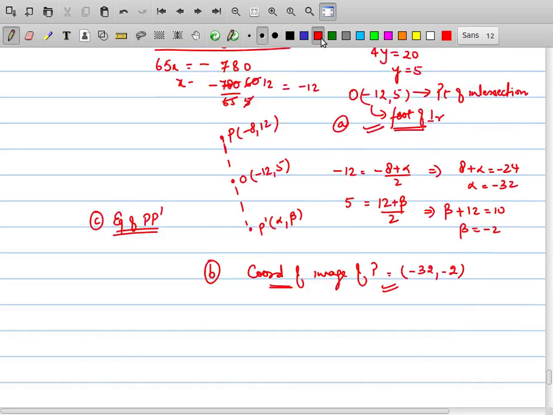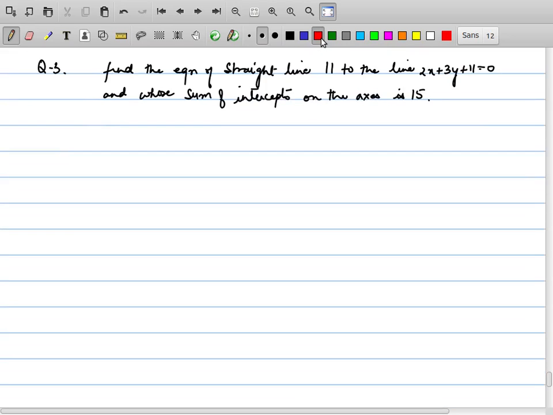Now we take the next question. The question says, find the equation of straight line parallel to this line and whose sum of intercepts on the axis is 15. Okay. So we are looking for a line which is parallel to this line.